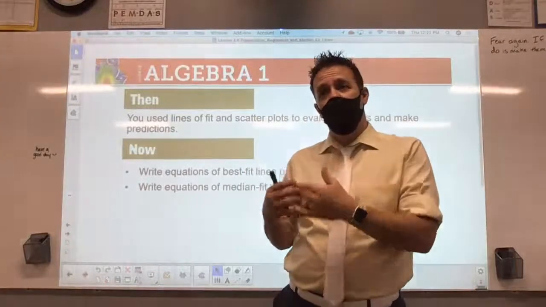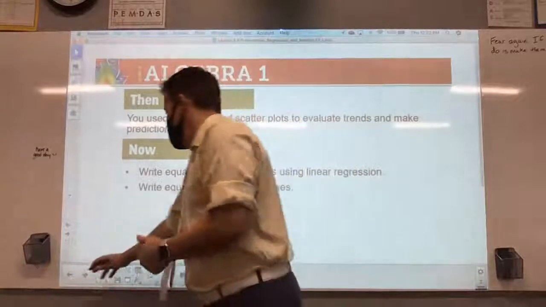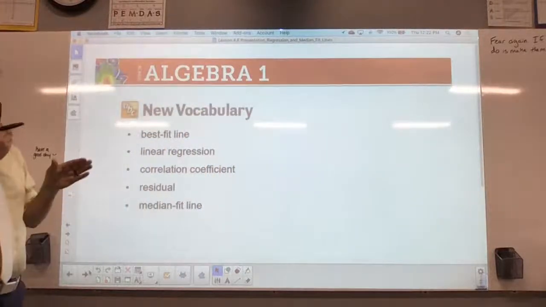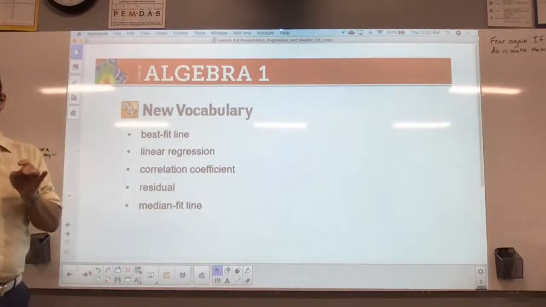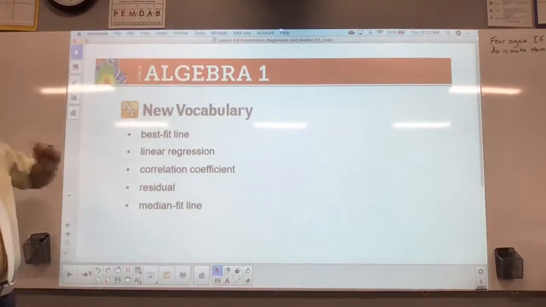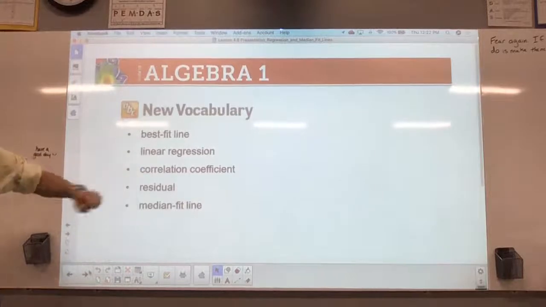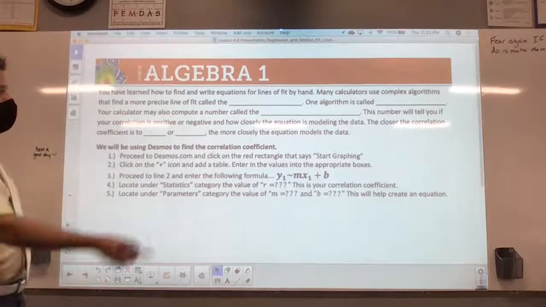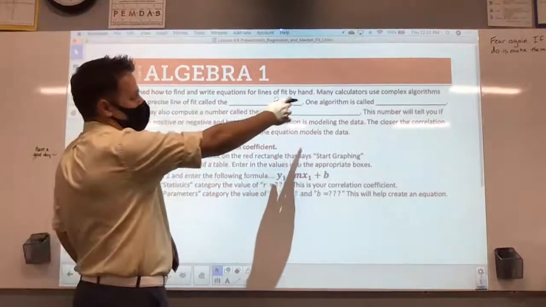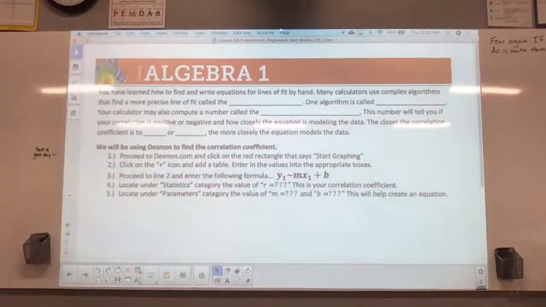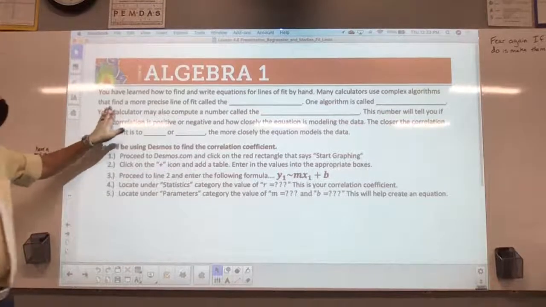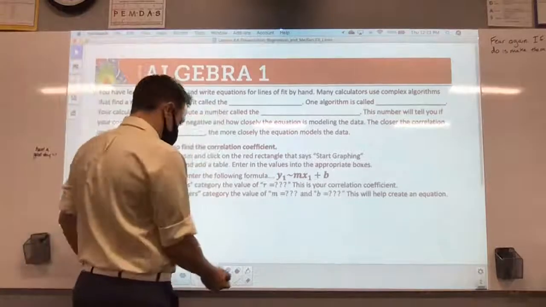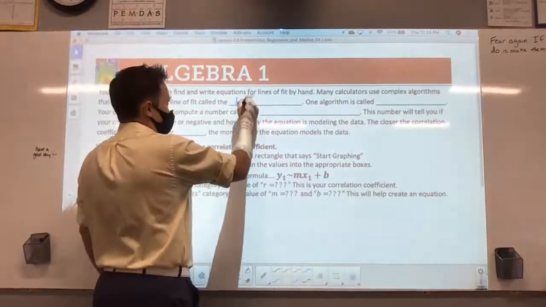Now we're going to create equations that are exact, which are actually referred to as a best fit line. Not just a line of fit, but the best fit line. Then we're going to talk about linear regression, correlation coefficient, what a residual means, and a median. So you've learned how to find and write equations for lines of fit by hand. Many calculators use complex algorithms that find a more precise line of fit called the best fit line.